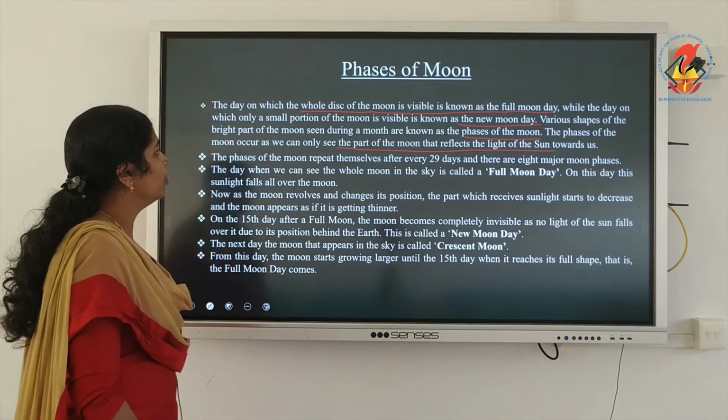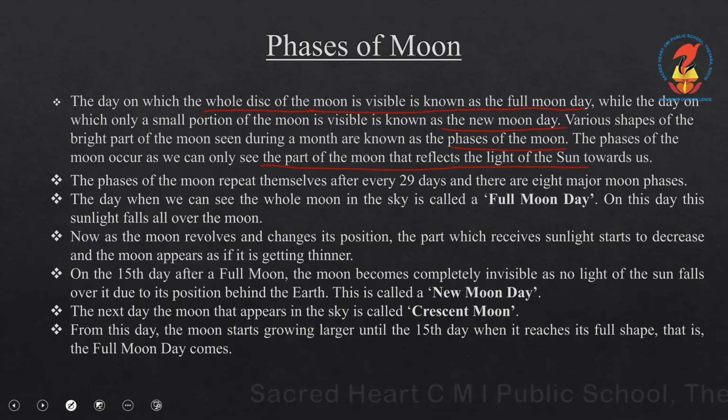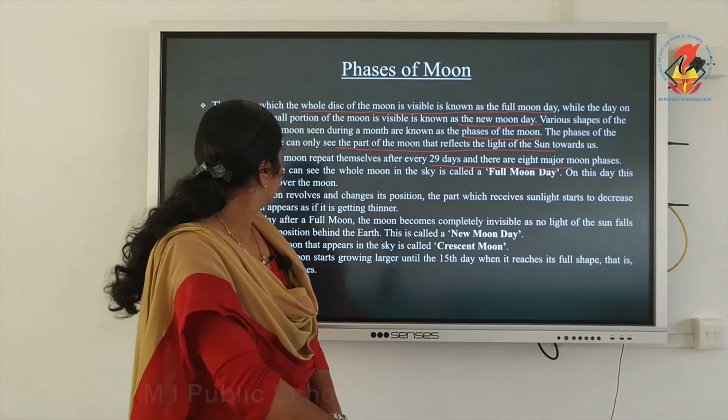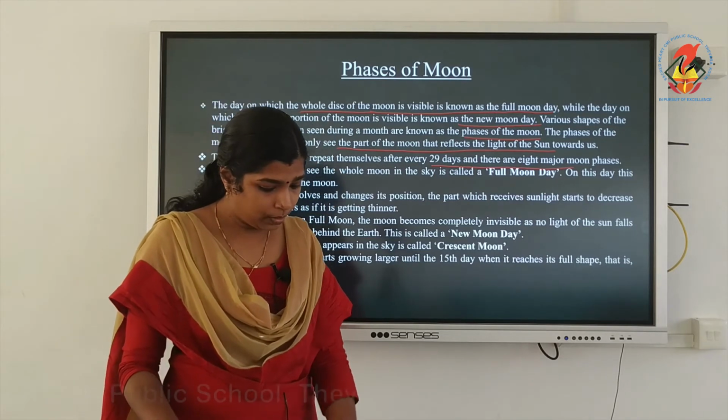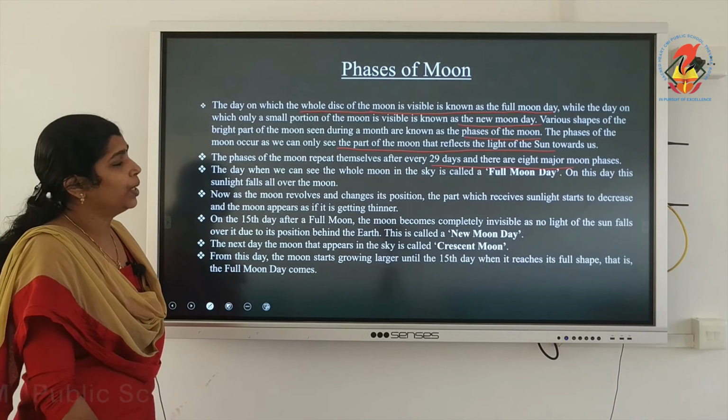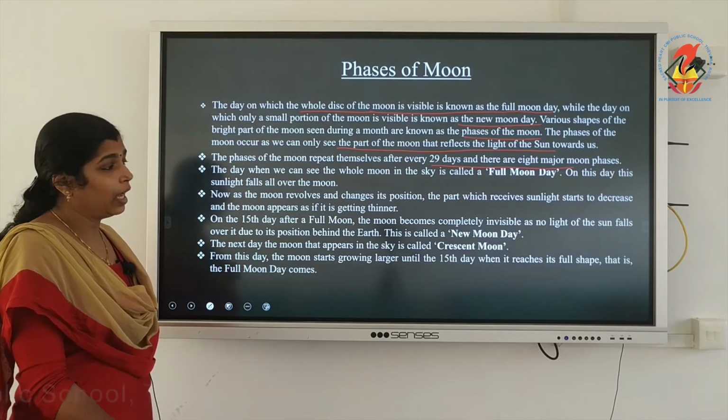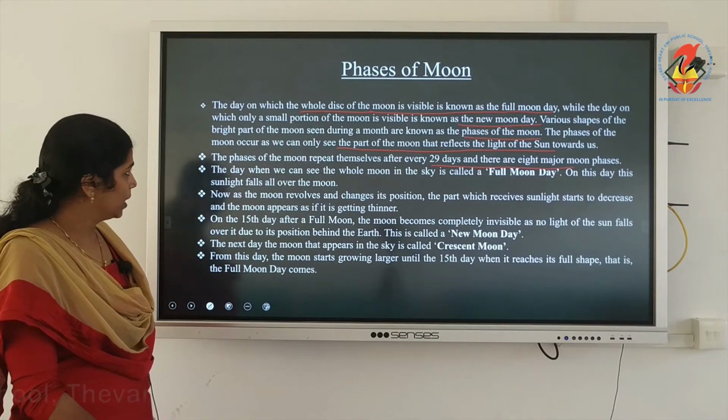The phases of the moon repeat after every 29 days, and there are 8 major moon phases.